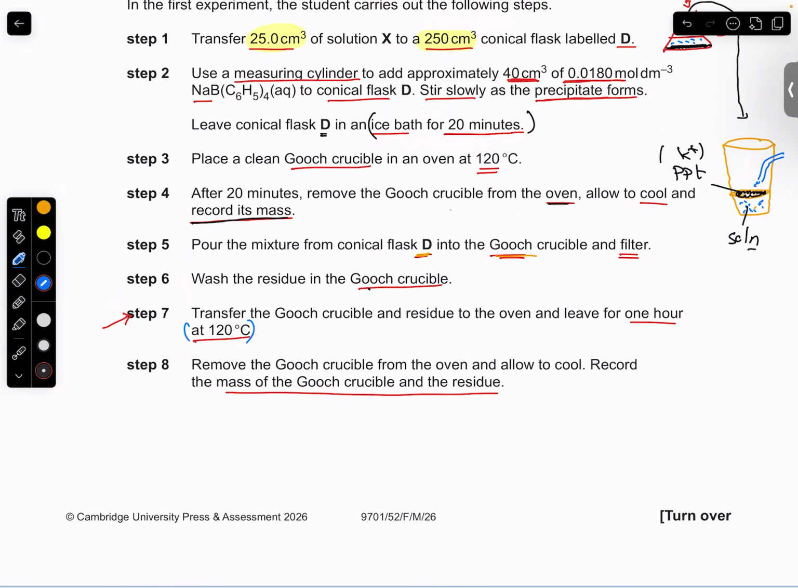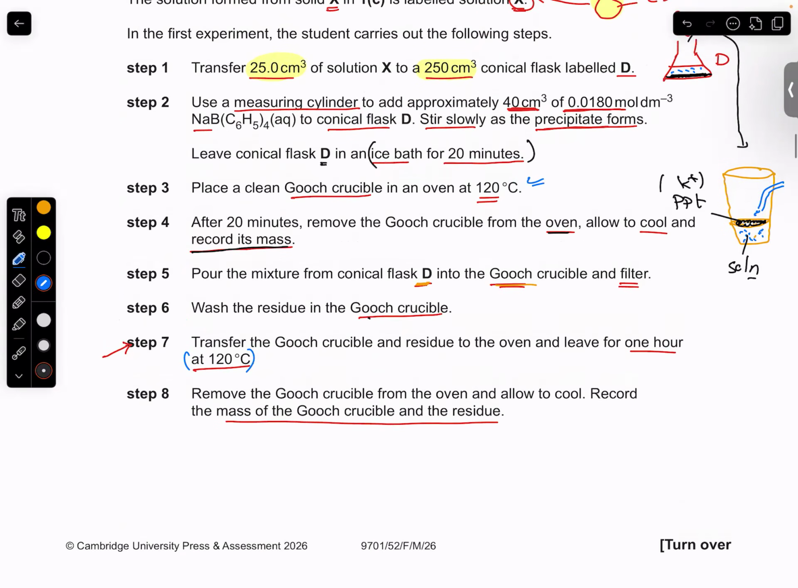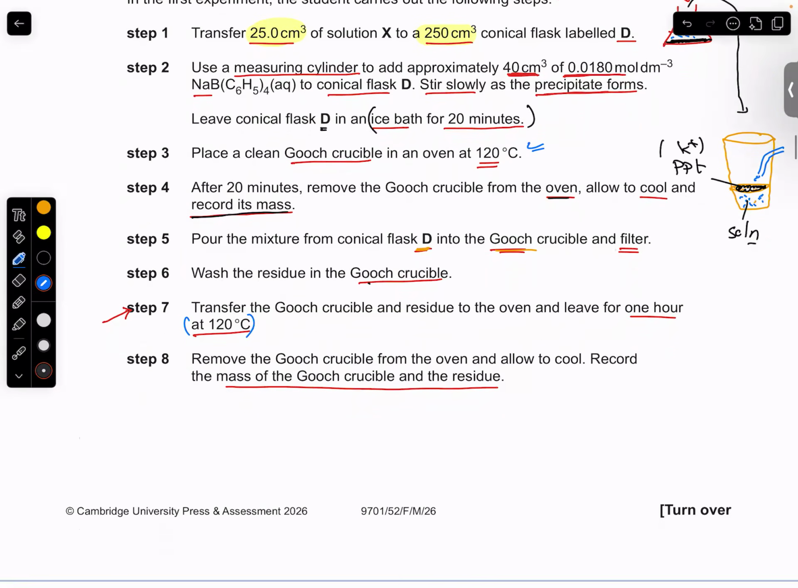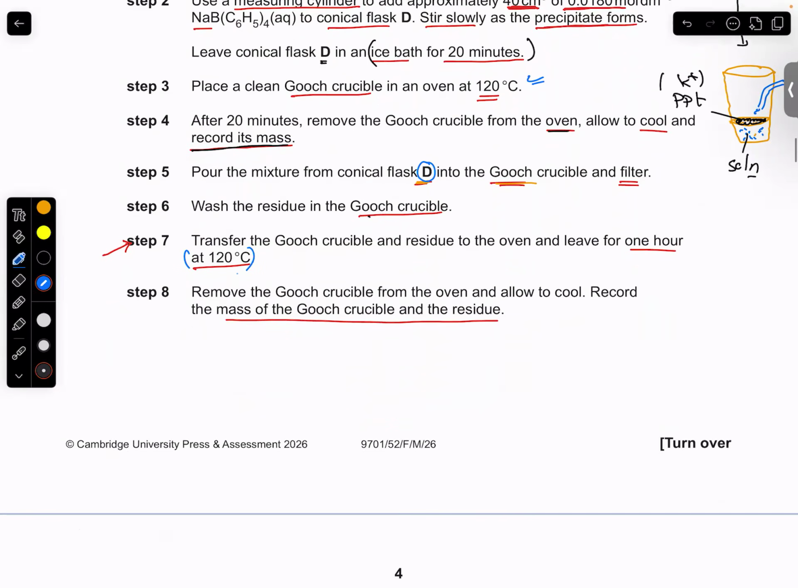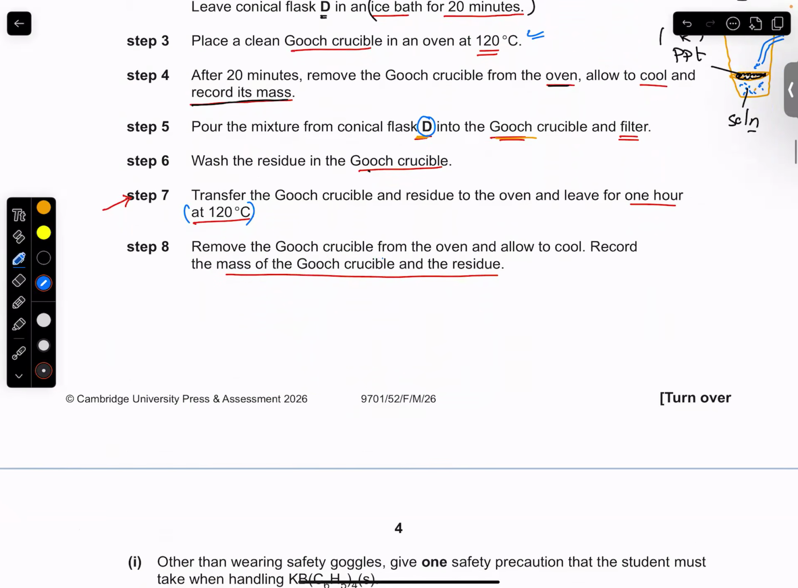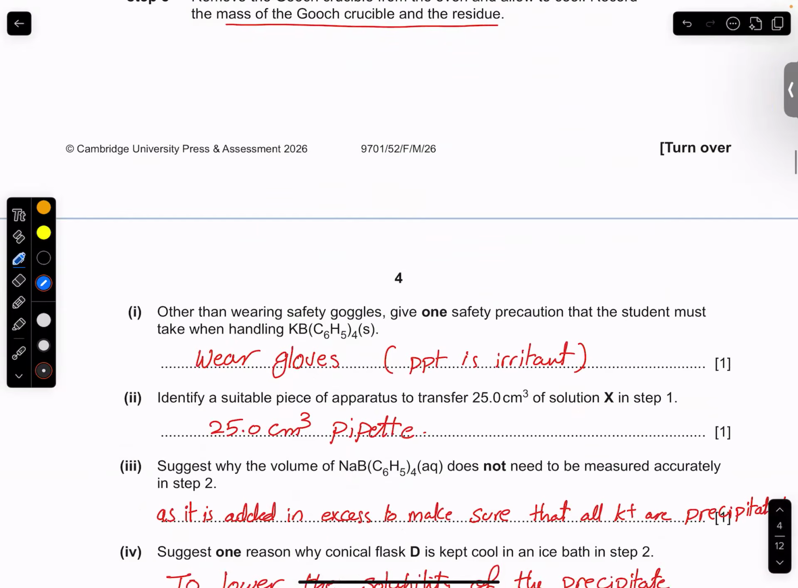So regarding the Gooch crucible, we will leave it at the beginning in an oven at 120 degrees Celsius for 20 minutes. Then we will allow it to cool. Then we will transfer the flask D into the Gooch crucible. Okay, then we will transfer the Gooch crucible and the residue to the oven and leave it for 1 hour. Then remove the Gooch crucible from the oven, allow it to cool and record its mass.